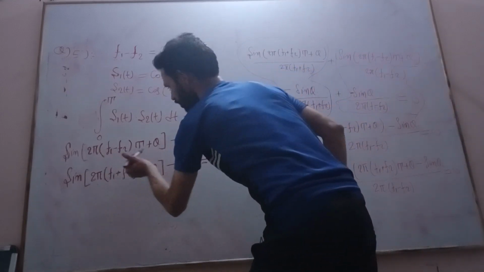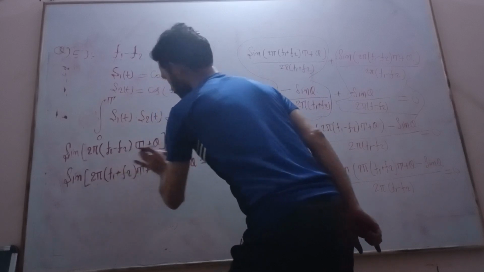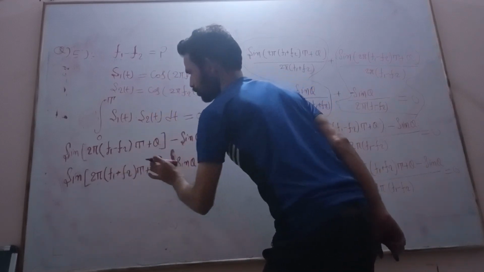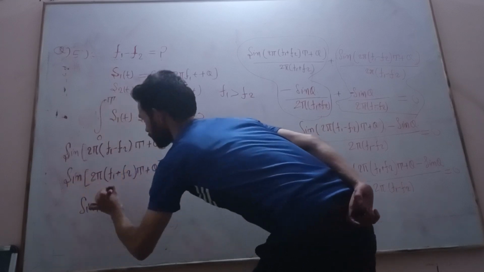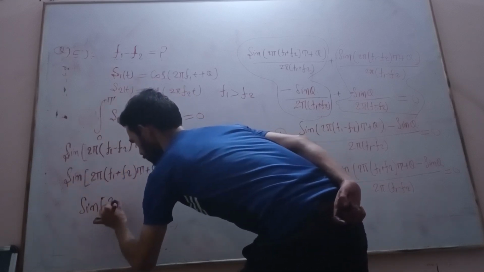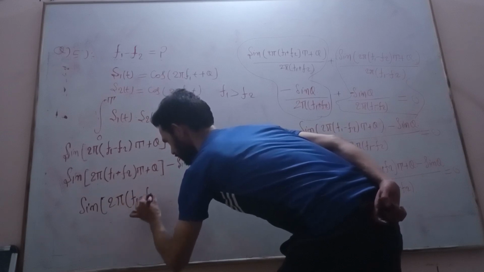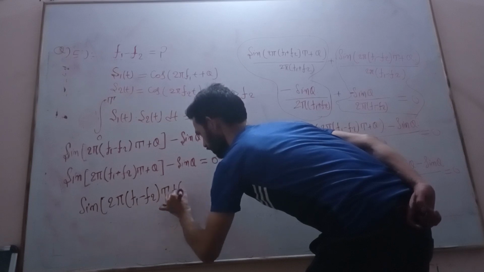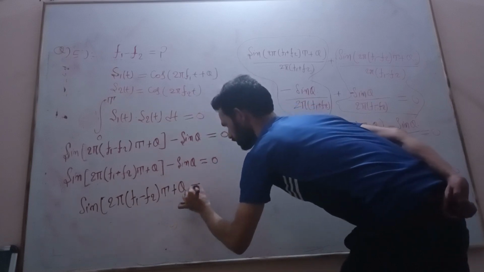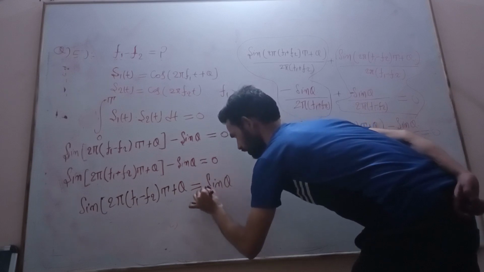So now let us put both equal to 0. When these two are 0, it is only 0 when sine 2 pi (f1 minus f2) into t plus theta is equal to sine theta.